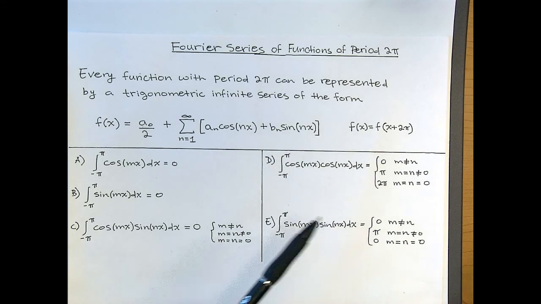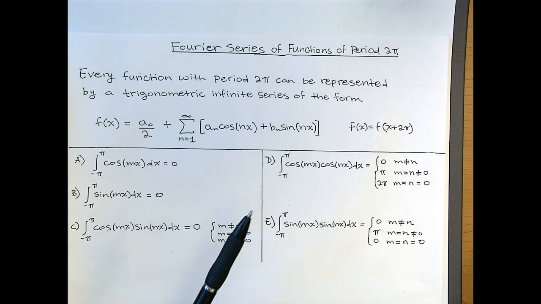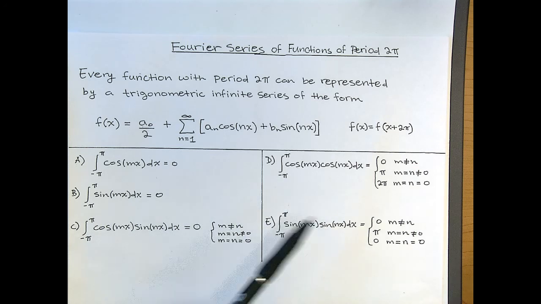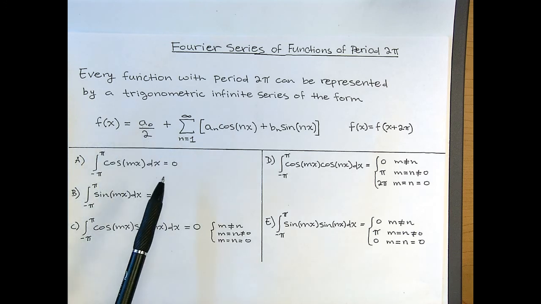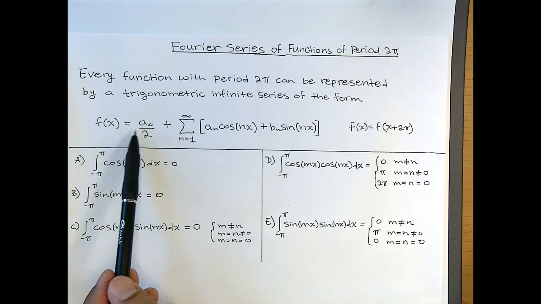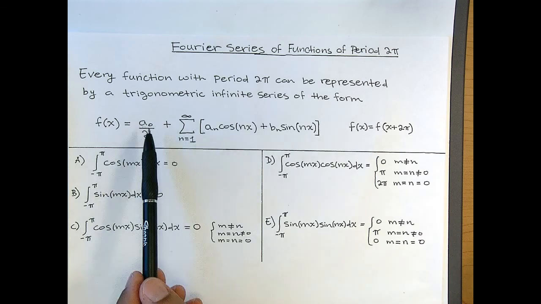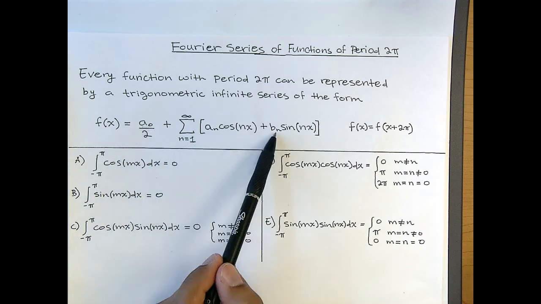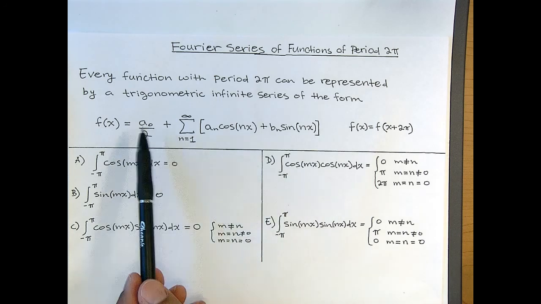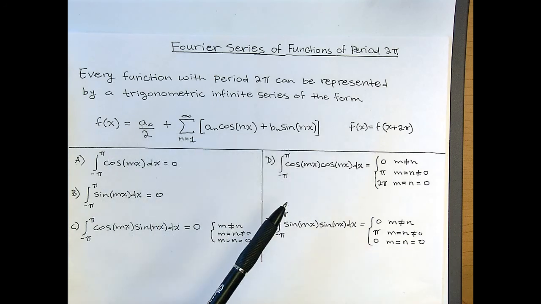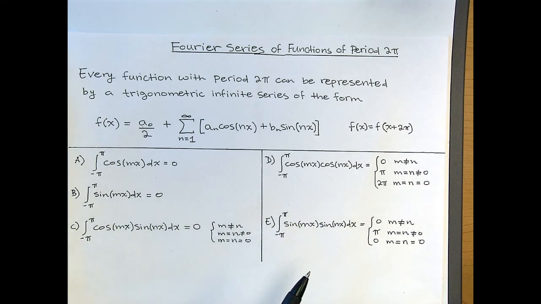Okay, so if you have a function which is 2 pi periodic, we can represent it in a series of this form. However, in order to write the series in this form, we need these coefficients, a0, an, and bn. So in this video, I'm going to show you how to calculate these coefficients with the help of these integrals. Okay, so let's go ahead and do that.